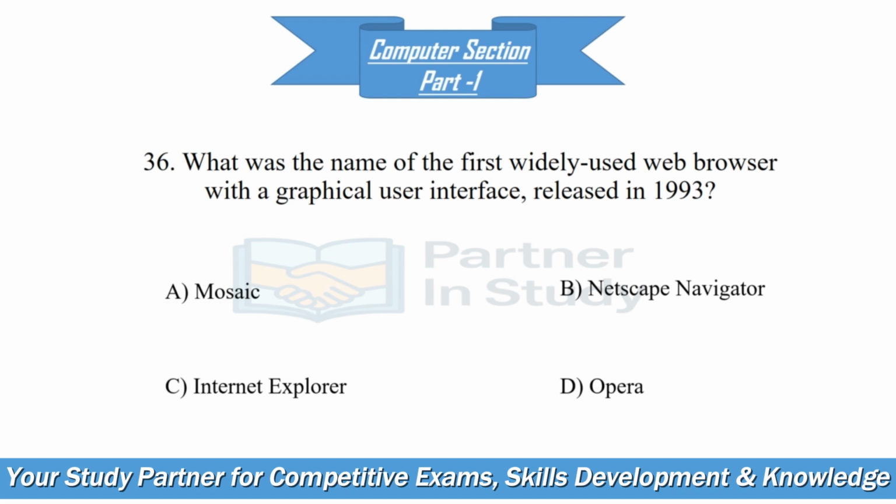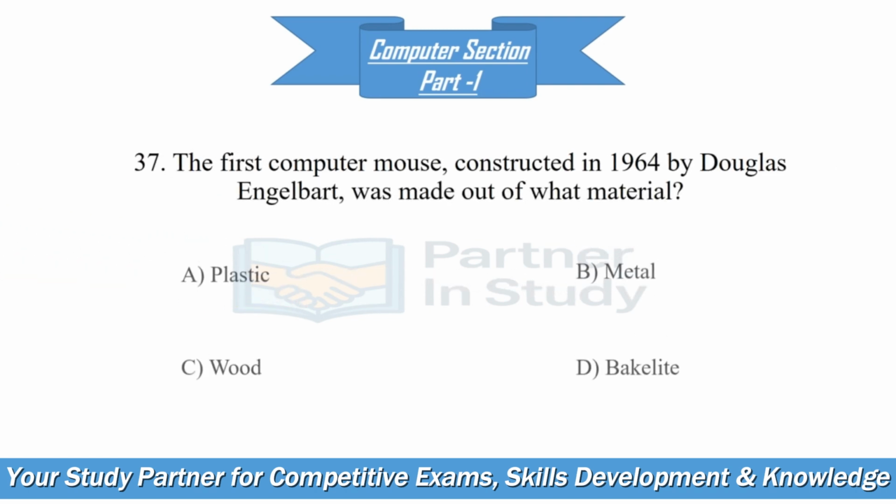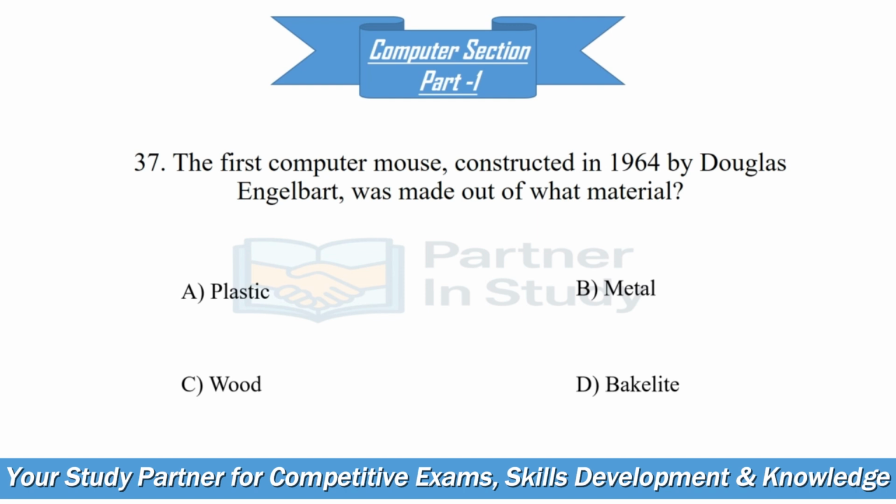What was the name of the first widely used web browser with a graphical user interface released in 1993? Right answer is option A, Mosaic. The first computer mouse, constructed in 1964 by Douglas Engelbart, was made out of what material? The right answer is option C, wood.